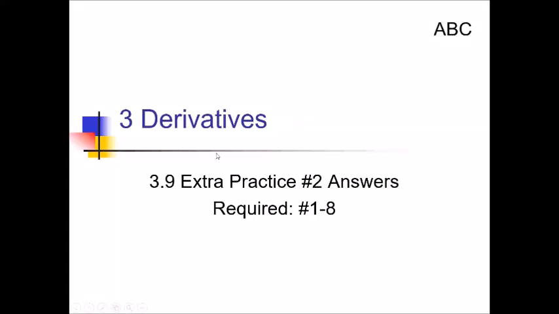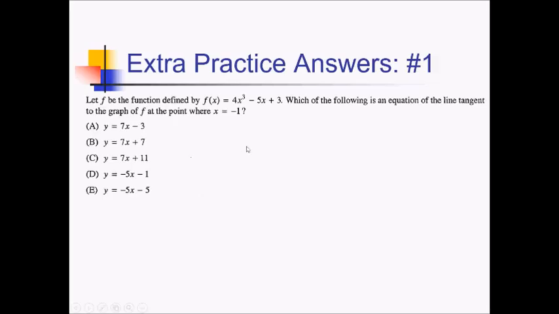Hello there, Mr. Sutton here with the AB Calculus 3-9 Extra Practice Number 2 solutions on tangent lines and higher order derivatives. On this problem, we have this function f here, and we want the equation of the line tangent to this function at x equals -1.